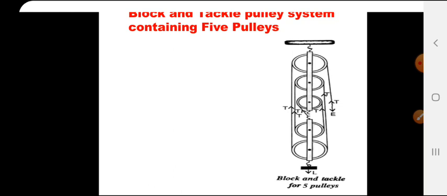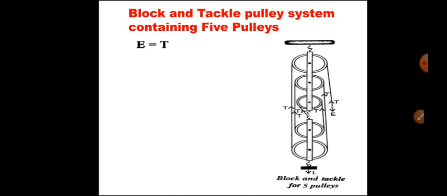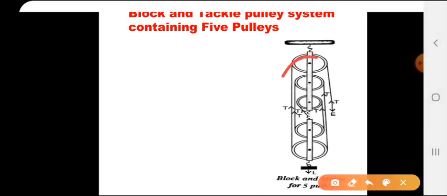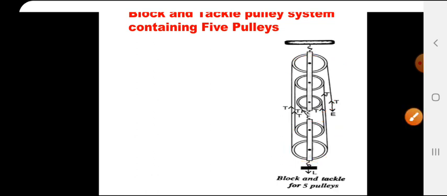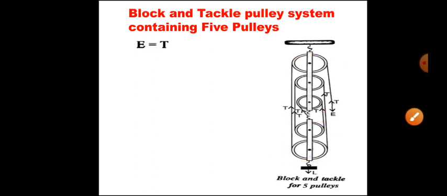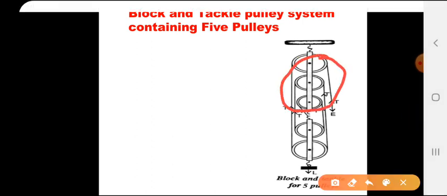Now we are discussing the block and tackle pulley system containing 5 pulleys. You can see in this diagram there are 5 pulleys, 3 plus 2, in this block and tackle. A very important note that you have to remember is that the number of pulleys in the block should be 1 more than the number of pulleys in the tackle. Always remember this.